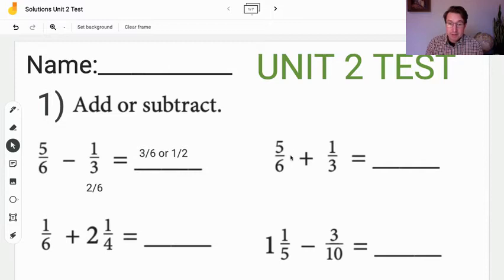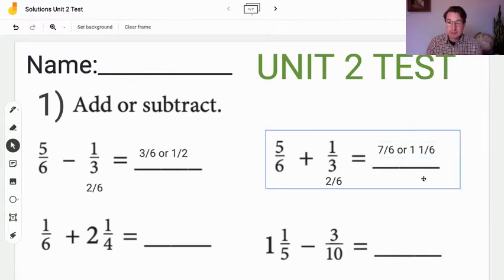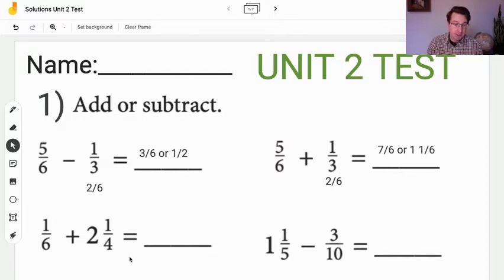Question number B, 5/6 plus 1/3. Well, look at that. Same thing here, converting 1/3 into 6ths. We already know it's 2/6. But this one, you have to be careful. It is addition and not subtraction. So 5/6 plus 2/6, well, that is 7/6. You might have noticed that 7/6 is more than 1, so you could also give the answer here as 1 and 1/6. That's the improper fraction and the mixed number. Both are correct. Either of them would be correct.